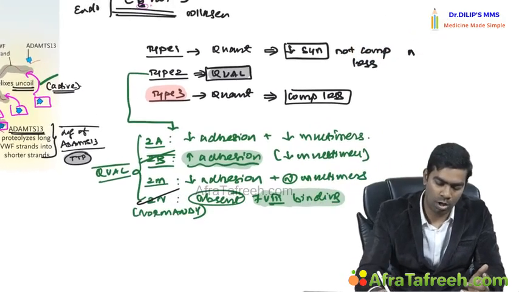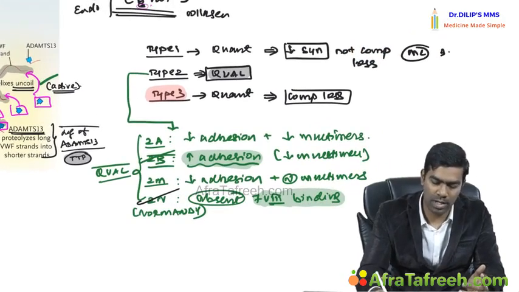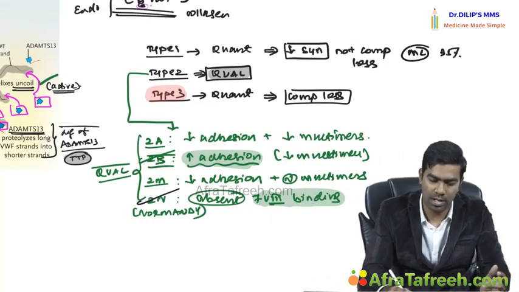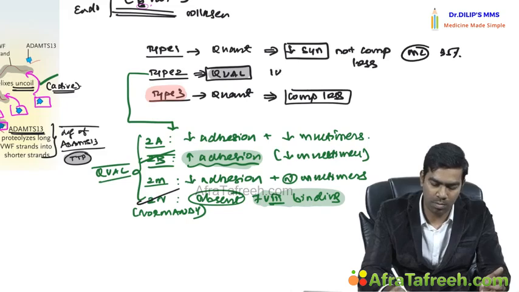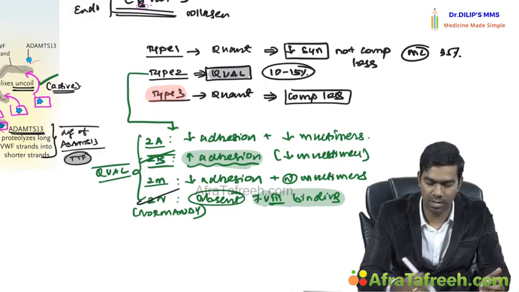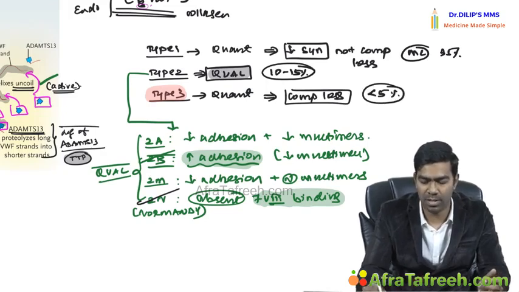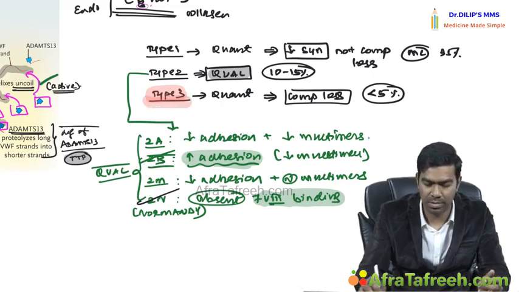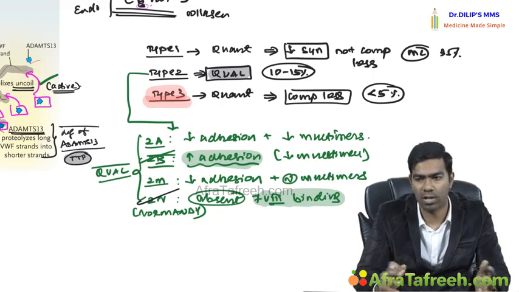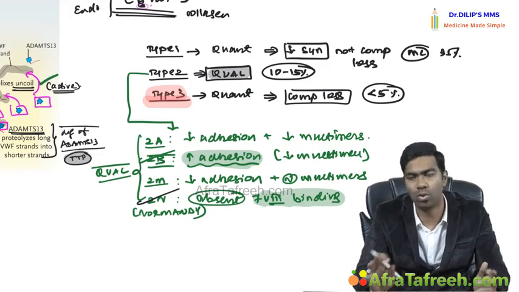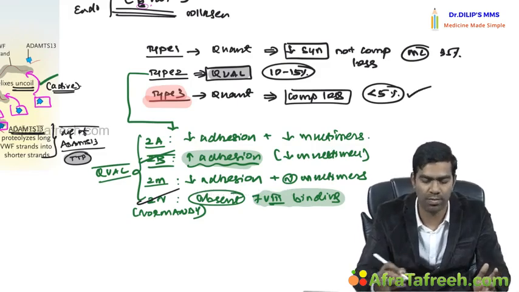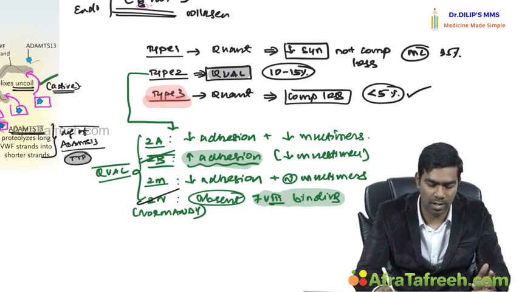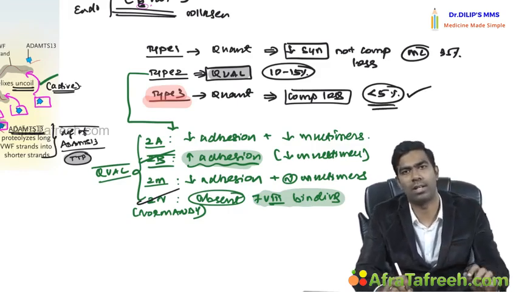Again, the most common form is type 1 only, almost 85%. The second most common form is type 2, 10 to 15%. And less than 5% are type 3, which means the most severe disease. The most severe is type 3, complete absence of von Willebrand factor, and they cannot carry factor 8 also, so factor 8 levels will be too low in type 3 disease. The most severe form is type 3, and fortunately they are very rare, less than 5%.